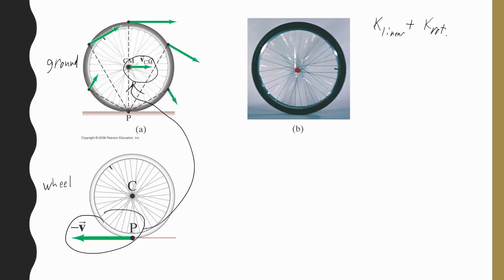But this is kind of an important piece of information to have for rolling wheels or a sphere or something rolling, is that the speed that it's rolling down the road with equals the speed on the outside of the wheel from the wheel's frame of reference.